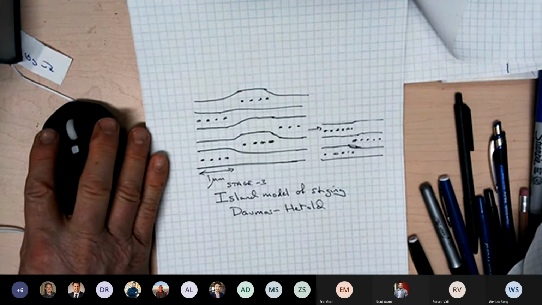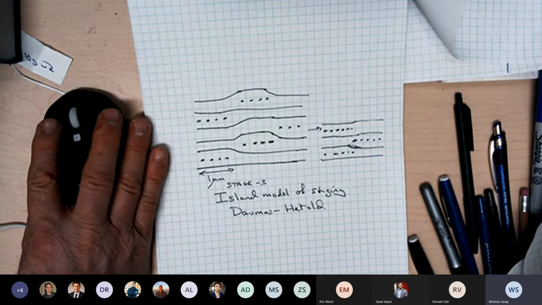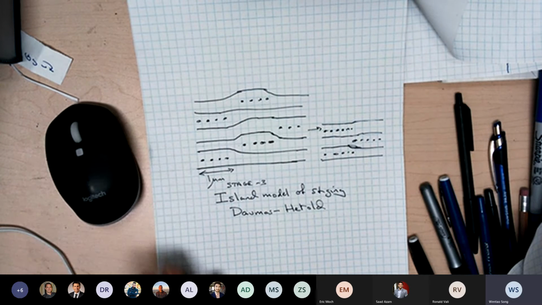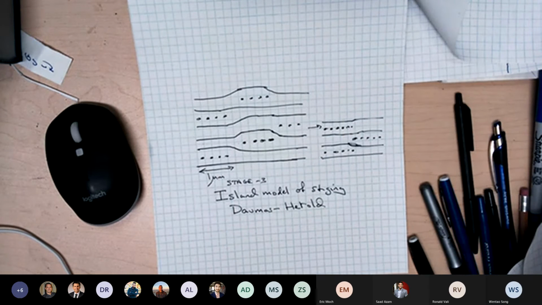I see Wen Tao has his hand up. I don't know if it's for real or if it's fake. Do you have a question, Wen Tao? So that was the previous one. That was the previous one. Okay, question. So. Cool. Okay, are there any questions about this island model of staging stuff?